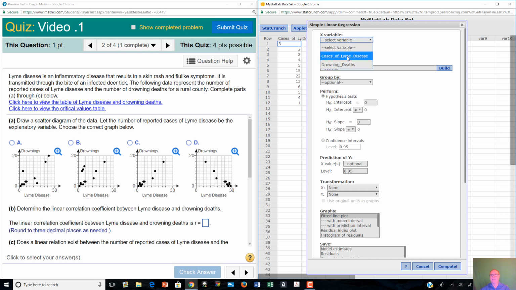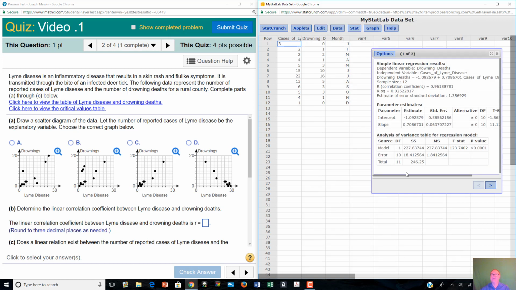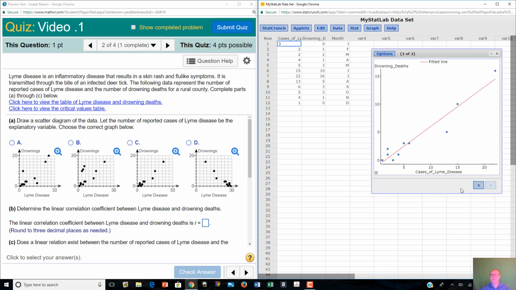Now it said Lyme disease was the X variable, explanatory. Drowning deaths was Y. Click Compute. Now I go to my scatter plot by hitting the right arrow. Here's my scatter plot. So I have to decide which one. Well, I can rule out D right away, right? Now let's see. Is it going to be A, B, or C?